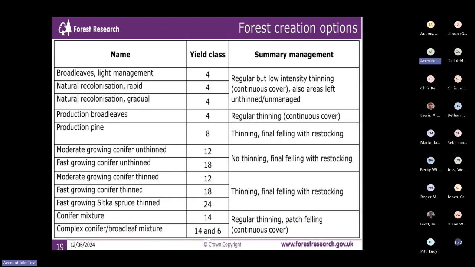So broadleaf options at the top and then coniferous options at the bottom. And I don't think they relate exactly to the forest development types that were mentioned earlier in this meeting, because these were selected by the countries, by Scotland, Wales and England, to be woodland options they were interested in creating. And you can see we're looking at different types of broadleaves, as I say, and different coniferous options, and a couple of mixture options at the bottom.